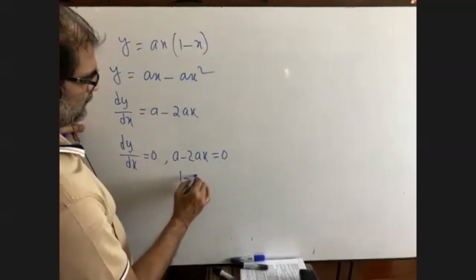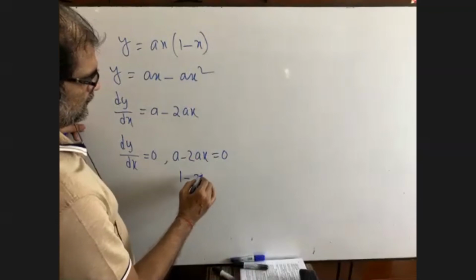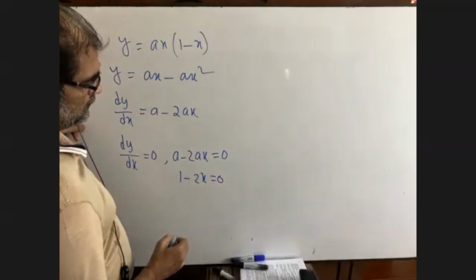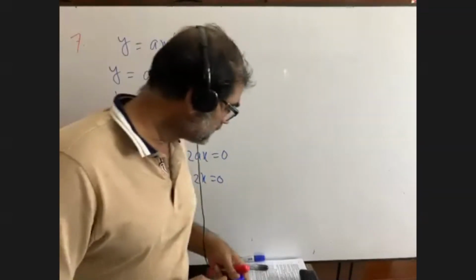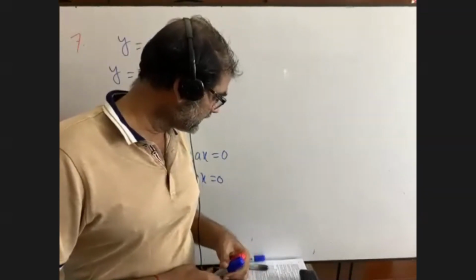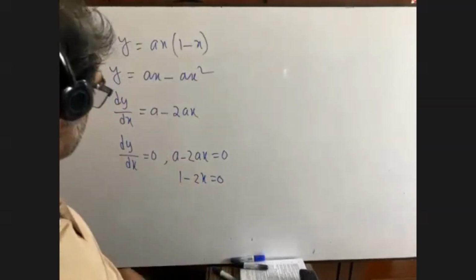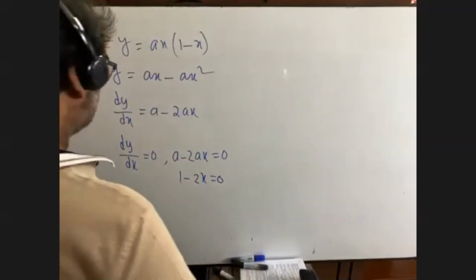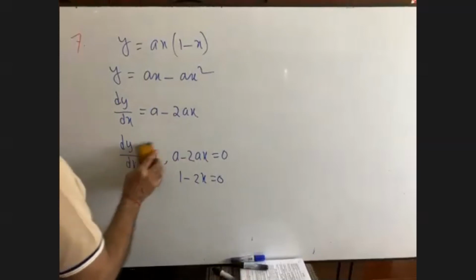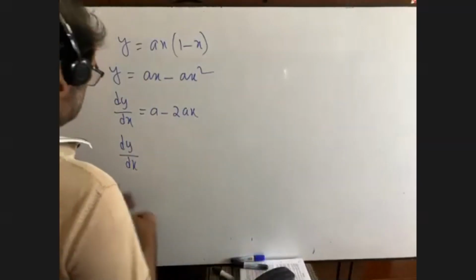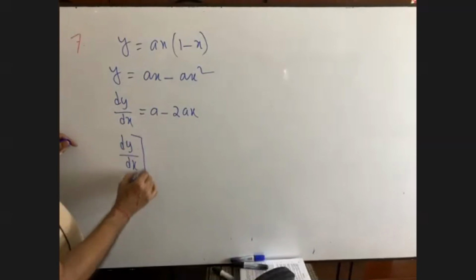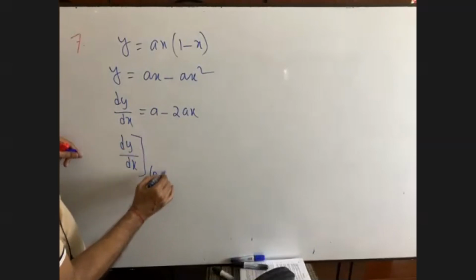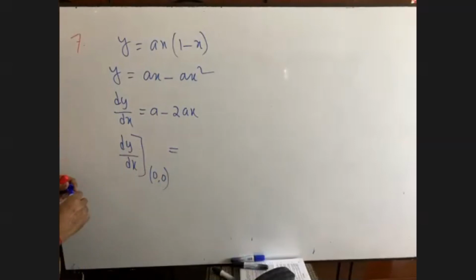One minus 2x equals 0. We are wrong somewhere else. At the origin, make an angle. Oh, at the origin. I'm sorry. At the origin, okay? So dy by dx at the origin, that means (0, 0), equals to what?